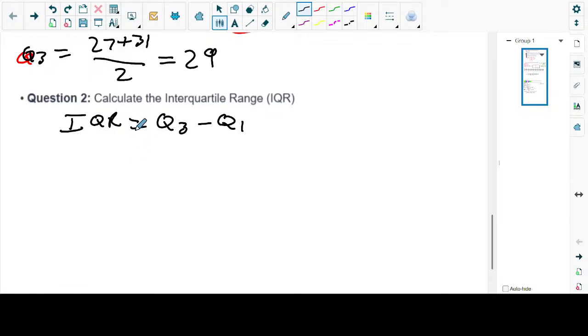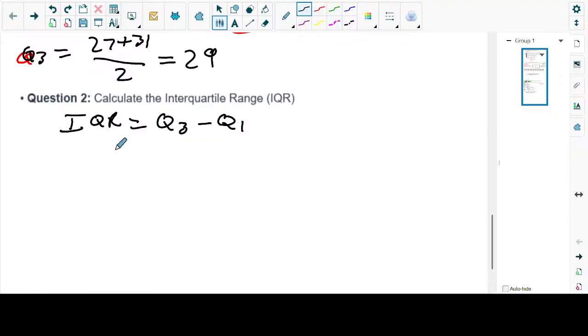The other thing to take into consideration when determining the interquartile range: the word interquartile has Q in it, so you can use that to your advantage. If we are dealing with the interquartile range, that means you're dealing with Q1 and Q3. Quartile has to do with Q1, Q2, and Q3, but remove Q2 from it.